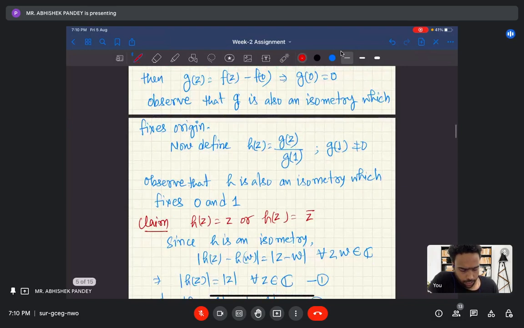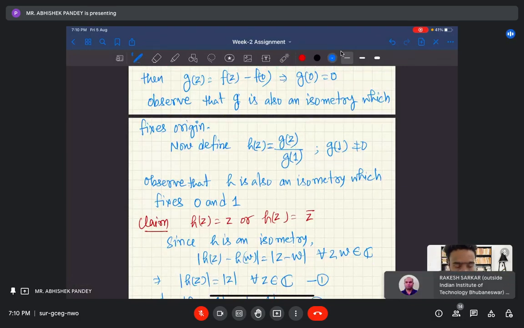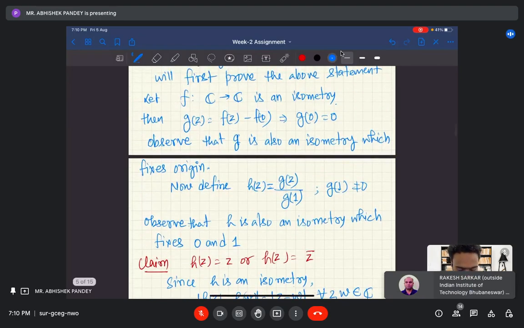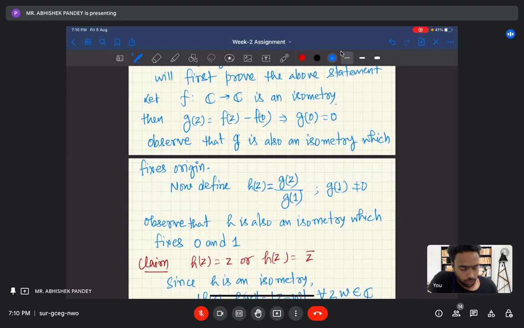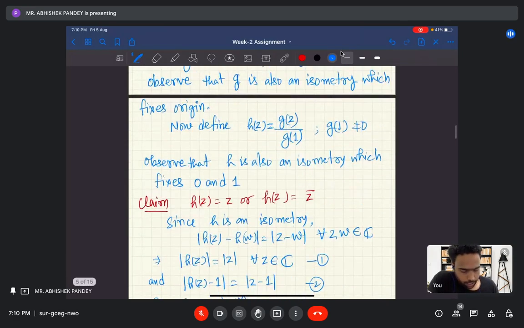Now define H(z) equals G(z) upon G(1). Now G(1) is non-zero, because G is an isometry. G(0) is already 0, and G(1) should be non-zero. Now observe that H is also an isometry which fixes 0 and 1.